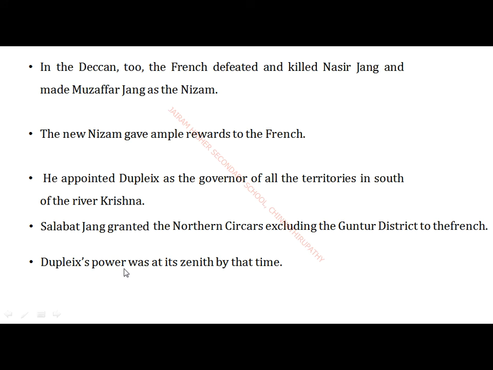So Dupleix's power proved that he is strong in the land of where? In the land of India. So you have an idea that the French reached a zenith. Zenith means at the top, at superiority during that time. Okay, children? Yes. Okay.